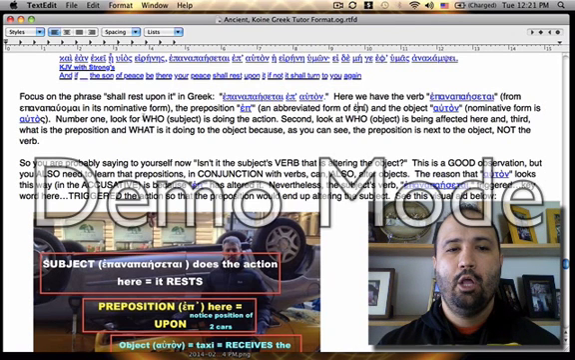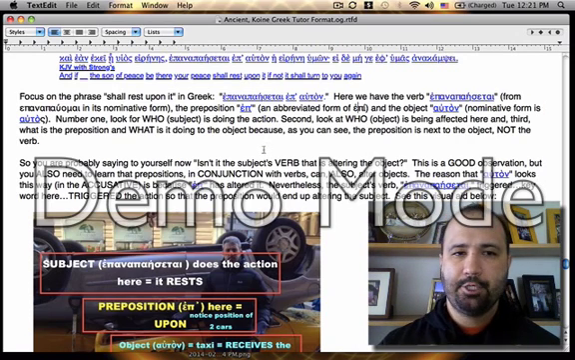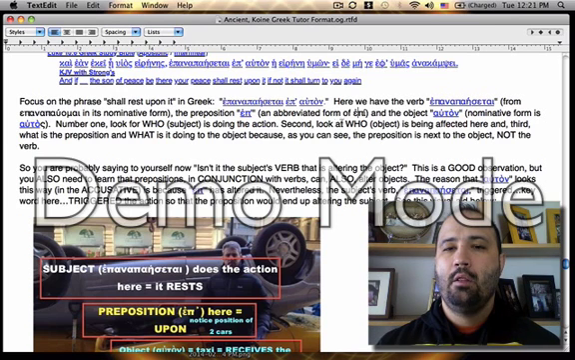Number one, look for who, the subject, is doing the action. All right? Who's doing the action? Look for that. Second, look at who the object is.